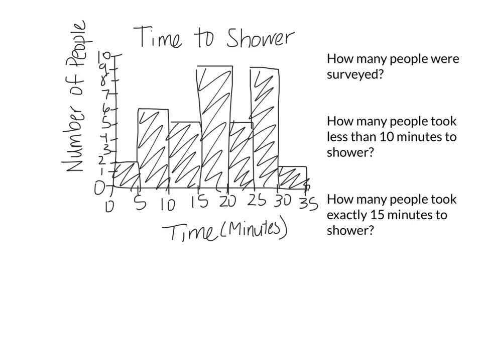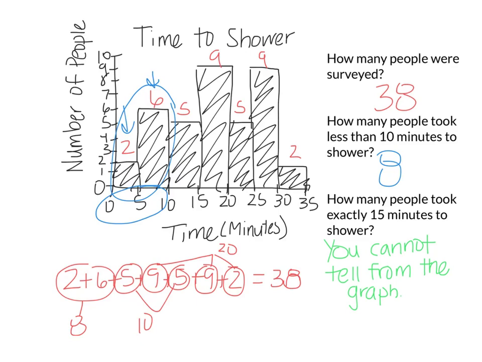So now it's your turn to try this on your own. Here's a new histogram. This time though it's about time to shower, so how long it takes people to shower. So here, what are we measuring? The time in minutes. And what are we counting? The number of people. So how many people take between 0 and 5 minutes? 2. How many people between 5 and 10 minutes? 6. And so on. So you're going to answer these 3 questions. When you are done, you'll pause the video, and when you're done answering these 3, play it again to check your answers. Here are the answers that you should have gotten.